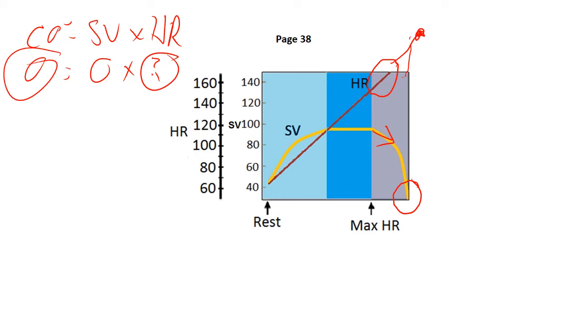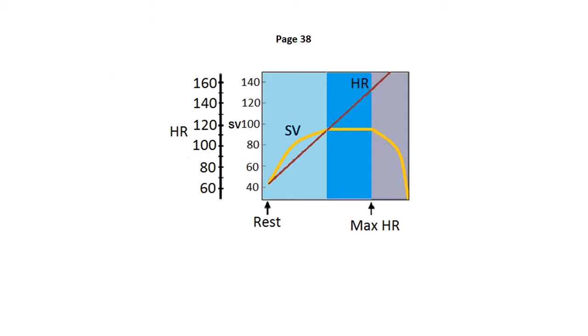So how do we kind of define these zones? The first zone is when stroke volume is increasing. The second zone is when stroke volume is flat. And the third zone is when stroke volume starts to decrease. Now, where do we find these things?